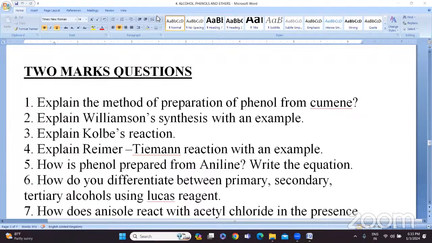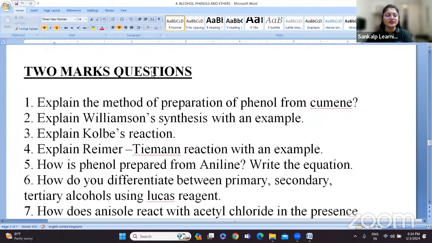So in Kolbe's reaction, what are we doing, students? We have discussed this, right? Can you tell me what the final product is? In Kolbe's reaction, we make use of phenol as the starting reactant. So what is the product formed at the end in Kolbe's reaction?